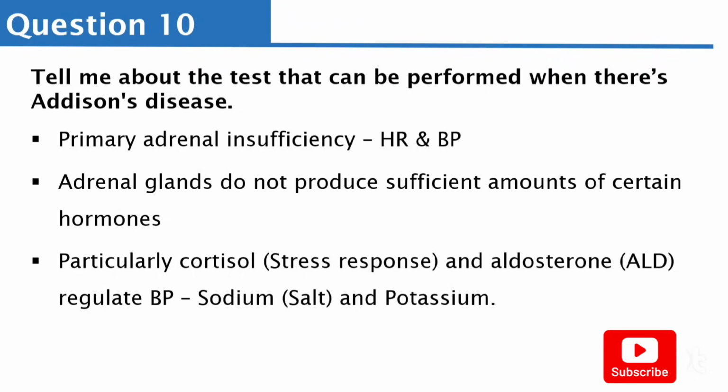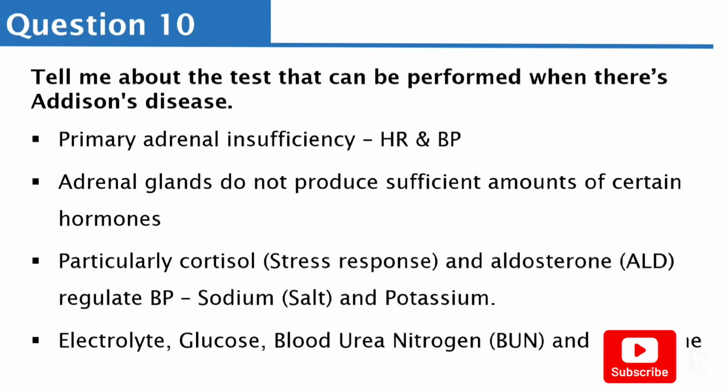I hope that makes sense, because the adrenal gland helps to produce cortisol and also aldosterone. So when there is insufficiency of the adrenal gland, it will not function very well. If there's a dysfunction of the adrenal gland, it will affect the production of cortisol and the production of aldosterone. I hope that makes sense.